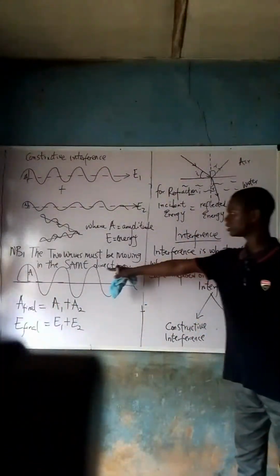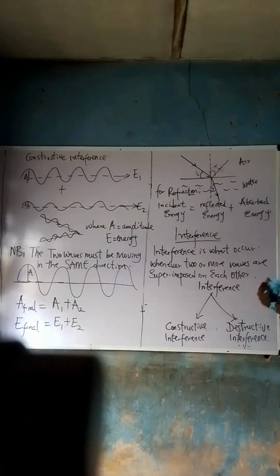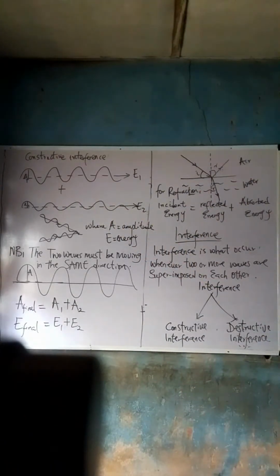The two waves must be moving in the same direction. That is only when it can be constructive interference.